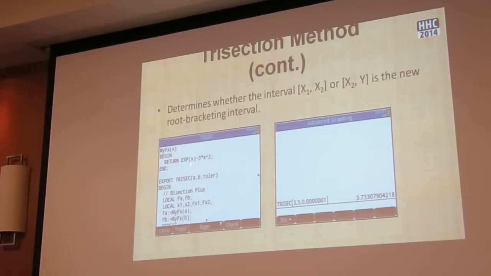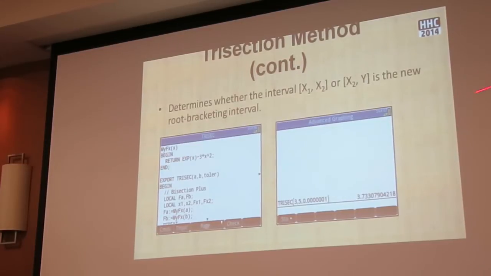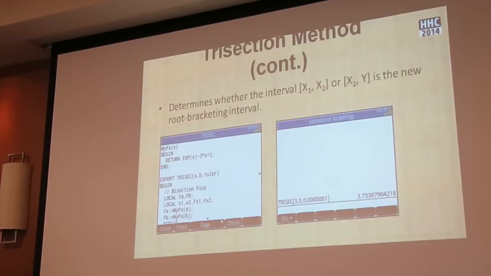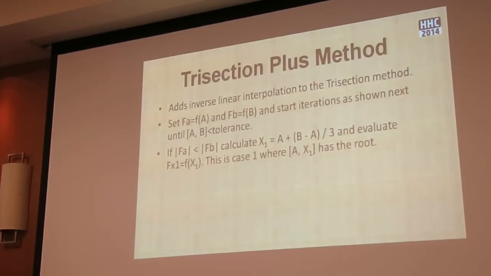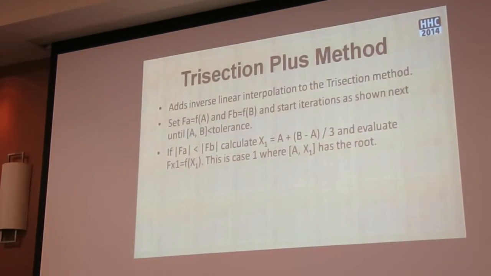I have trisect. Again, the parameters are the interval defining a, b, the tolerance value, and then I have a call here. The trisect, I give it the interval 3 and 5, and a small tolerance value, and it gives me root around 3.733. The trisection plus method simply takes that approach and adds a linear, or actually, if you want to be exact, inverse linear interpolation.